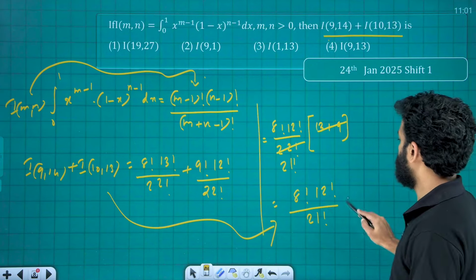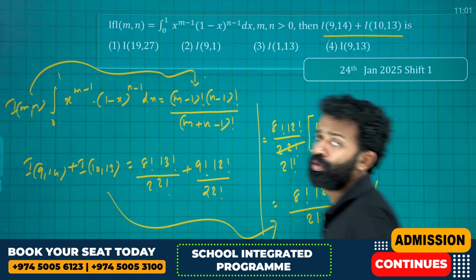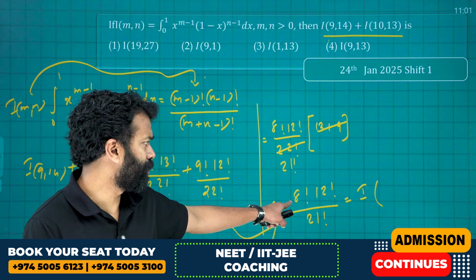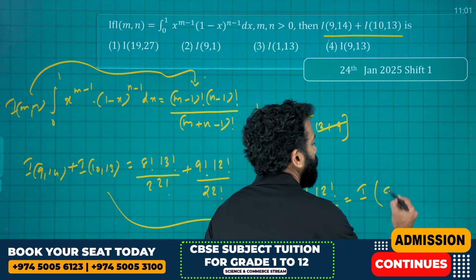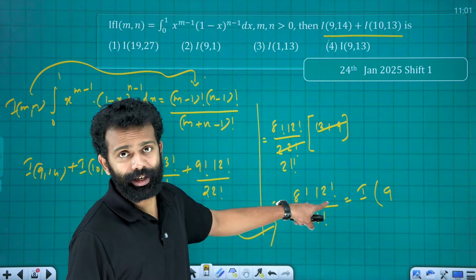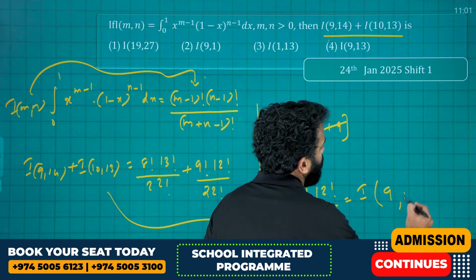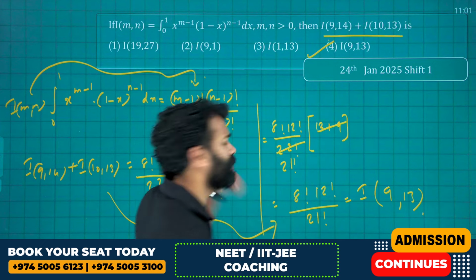So, you need to express in terms of I of what? Okay. So, it will be what? This is actually m minus 1 factorial, right? Therefore, what is m? 9. And this is n minus 1 factorial. What is n? 13. Therefore, I(9, 13). That is, yeah, very easy one. If you know this, it's very easy to formulate.